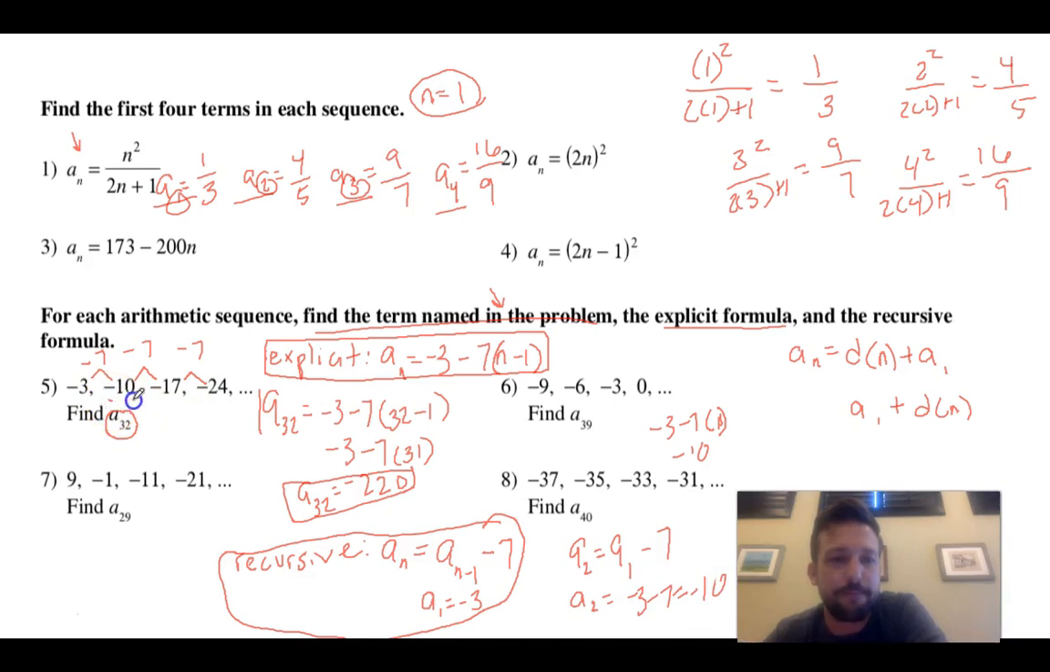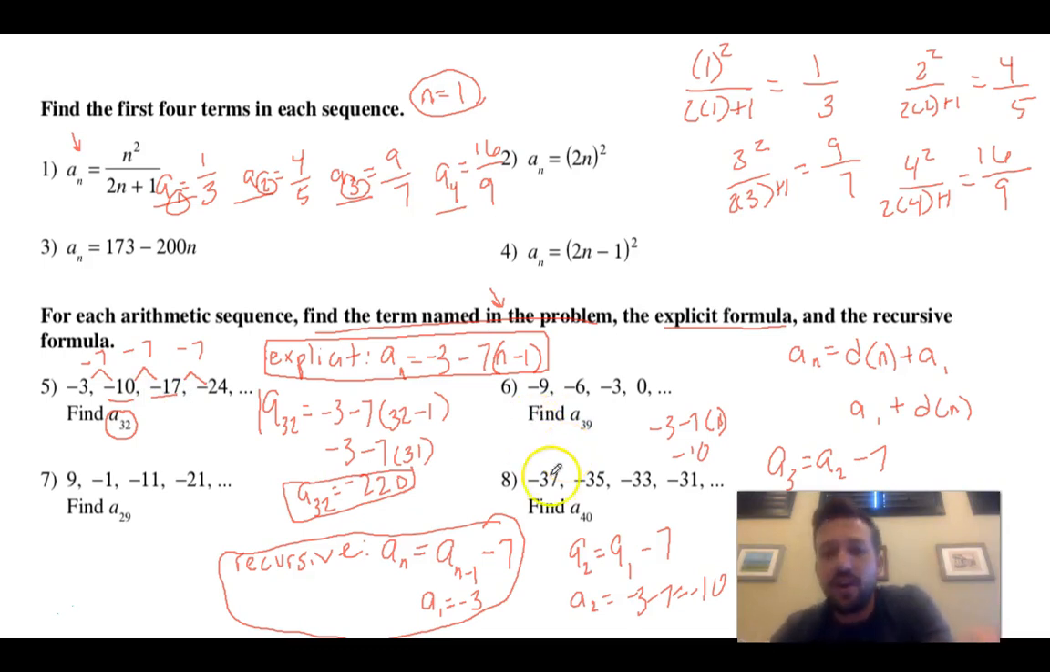which is the second term, yeah? And if you wanted to find, let's say, the third term, a sub 3, well, you would need the second term because it'd be a sub 2 minus 7. So we did figure out the second term. The a sub 2 is negative 10. Negative 10 minus 7 would give you negative 17, yeah? So that's how you find a recursive.